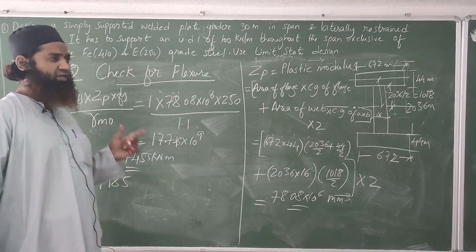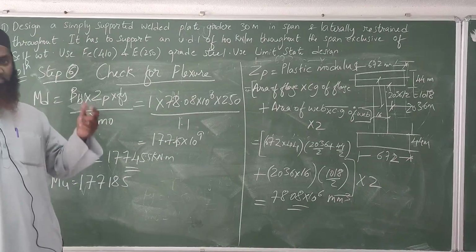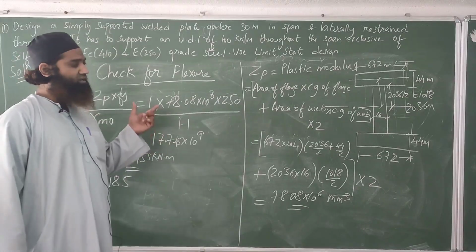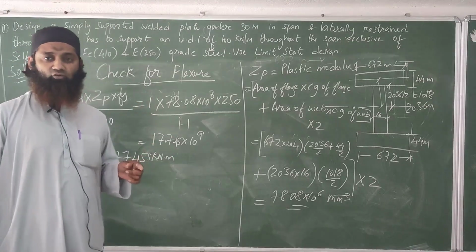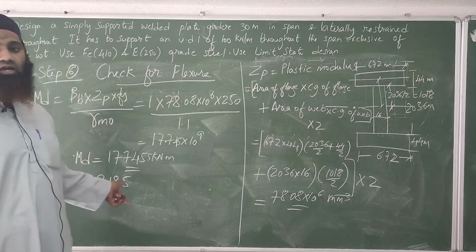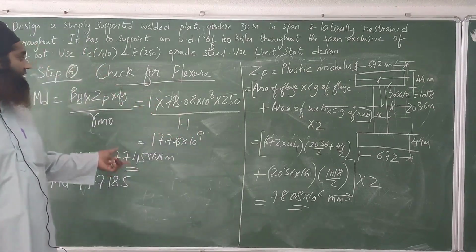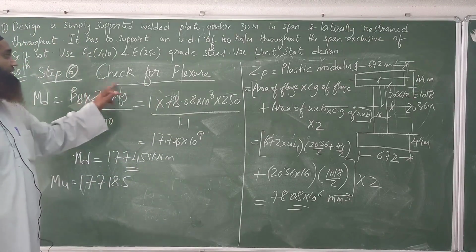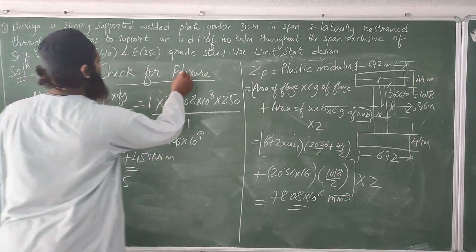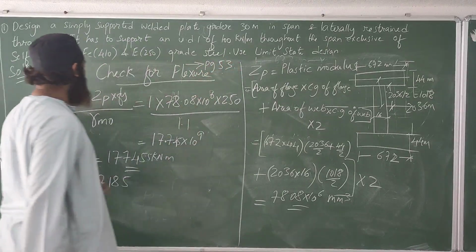If at any point this fails in flexure, you will have to change the size of the flange rather than changing the size of the web. If it fails in shear, you will have to change the size of the web, and if it fails in flexure, you will have to change the size of the flange. Hope this is clear till now. It is very simple. This has been given in page 53, all of this.